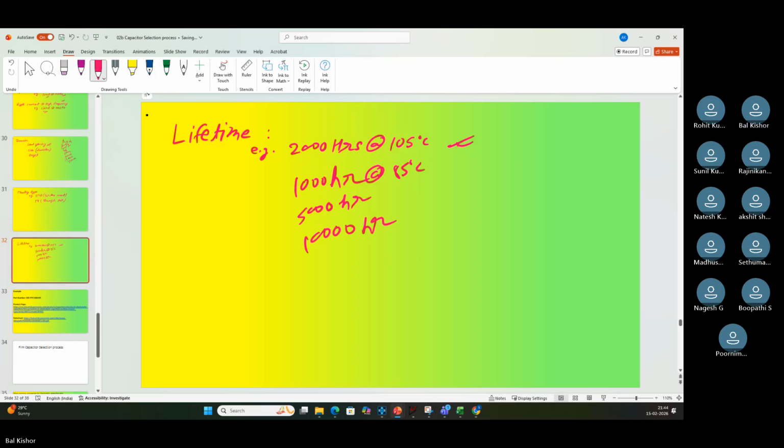Okay. Now, the beauty of this particular number of hours that you are seeing is, don't think it will give me, let's say I'll talk about 2000 hours at 105°C. But if you see the graph, the temperature characteristic graph, at 25°C this will run for 5 years. The number of hours will be 5 years, which you convert to hours. So the temperature is causing the life reduction. Okay. So that's the understanding.